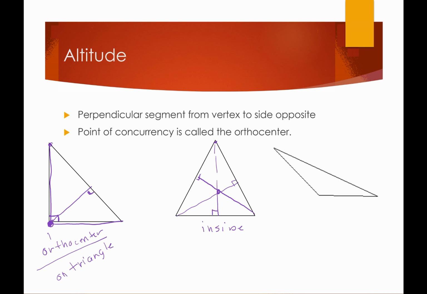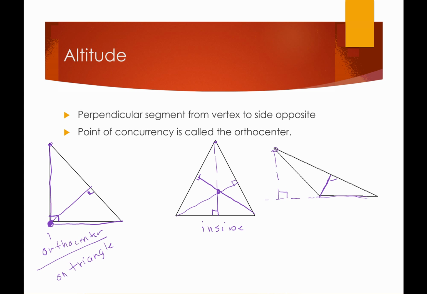Now here's the tricky one. We can draw here my perpendicular. But if I'm going to go from my vertex to a perpendicular on this side here, so perpendicular from this vertex to this side, it's not going to happen. So what we have to do is we extend our side, and then we can draw our altitude.